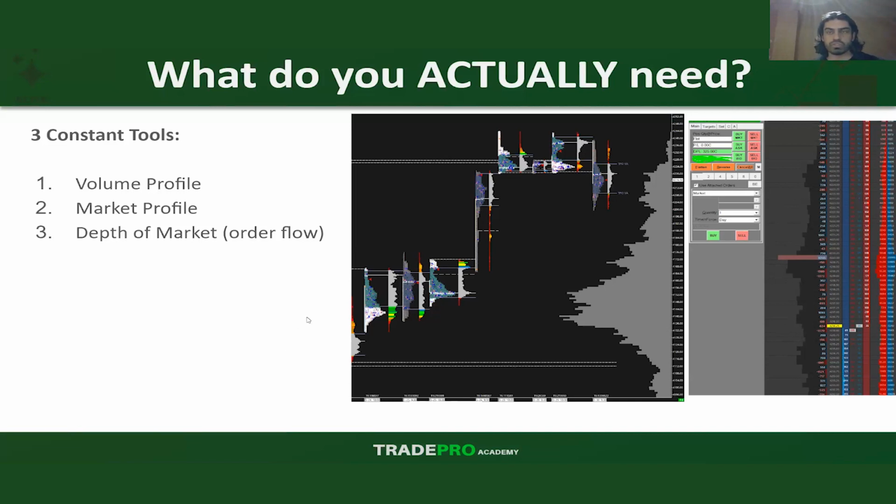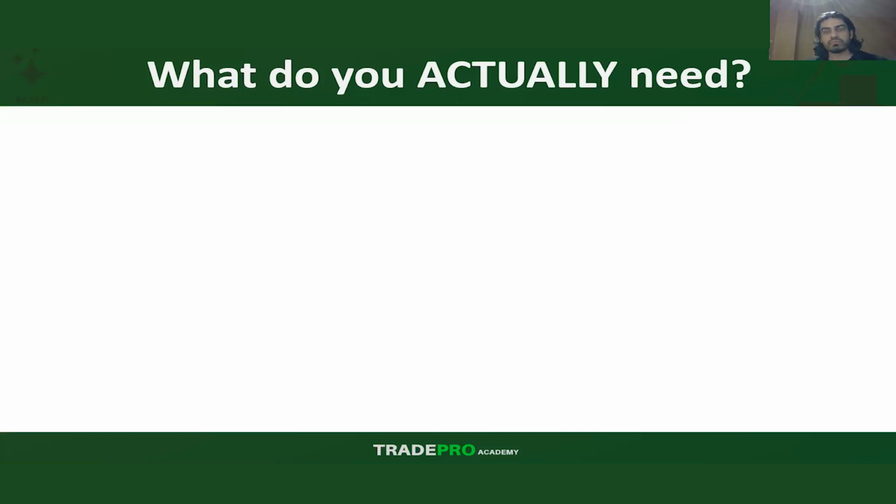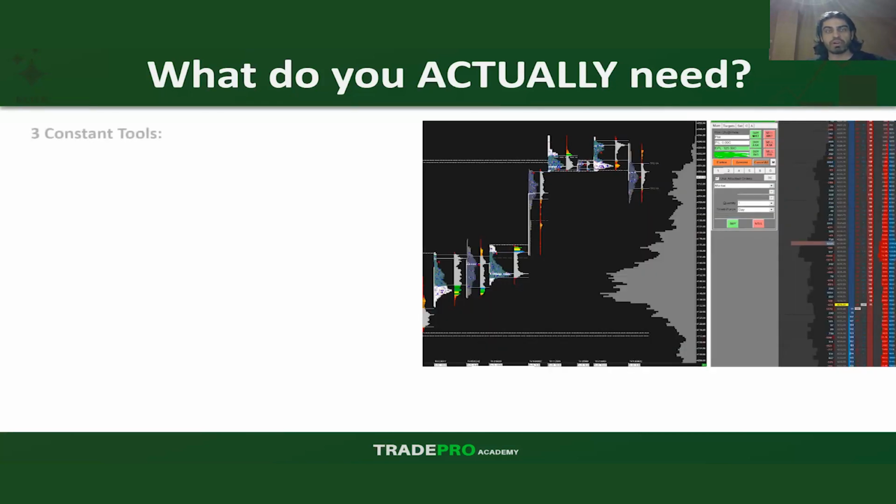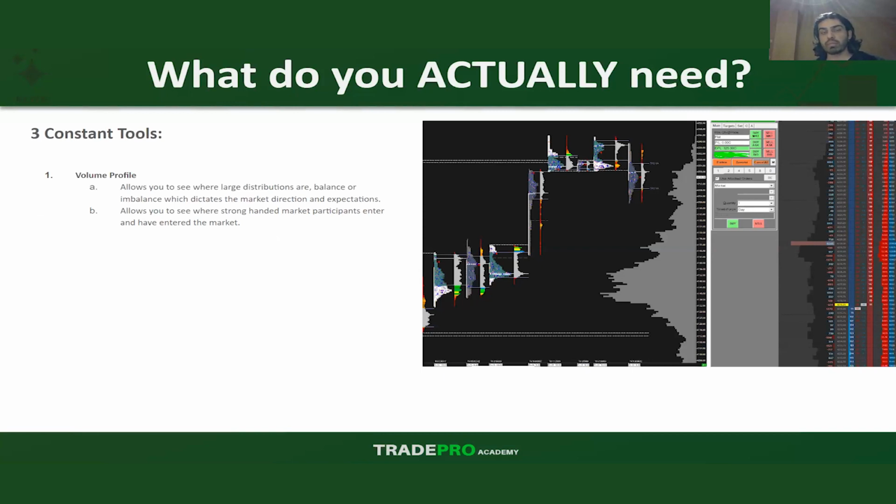So these are the main tools that we're going to be covering throughout this workshop, right? This is it. That's all you need. It doesn't require multiple monitors, right? These three constant tools, if we talk about volume profile, it allows us to see where large distributions are, right? Balance or imbalance areas, which can dictate the market's direction and the expectations of a move. So it allows you to see where strong-handed market participants enter and have entered the market.